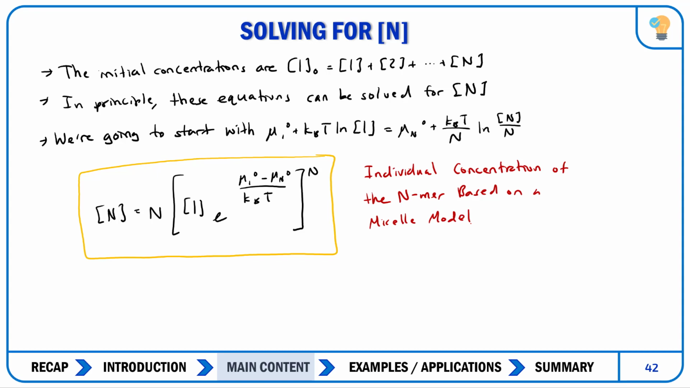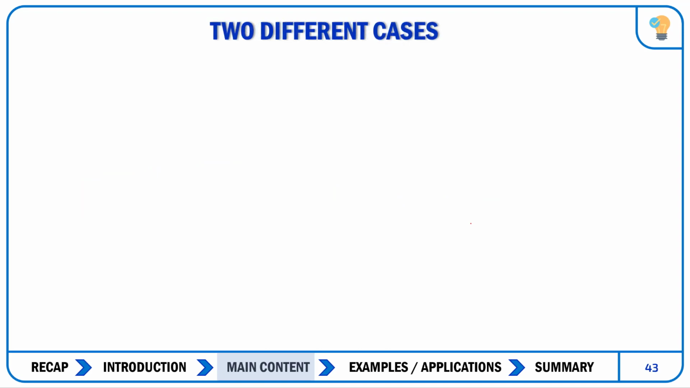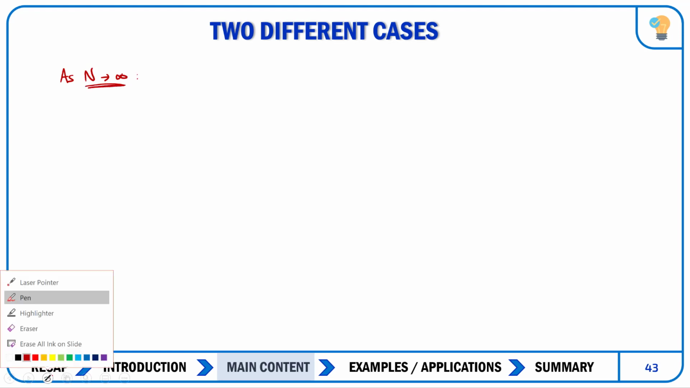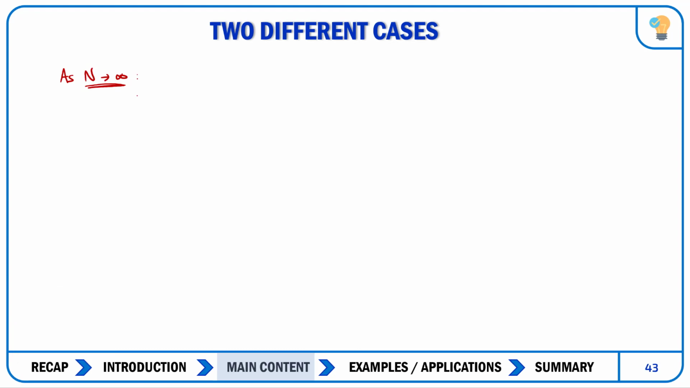Okay, so we're now going to look at 2 different cases: what happens if your n is really small and what happens when your n is really big. As n approaches infinity, so basically you have tons and tons of lipids inside your micelle, it becomes a fairly large micelle. If that does happen, then you have mu n naught going to this, and it's going to be equal to some kind of constant.